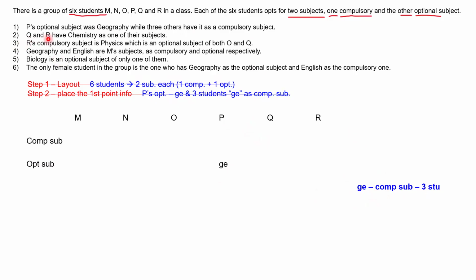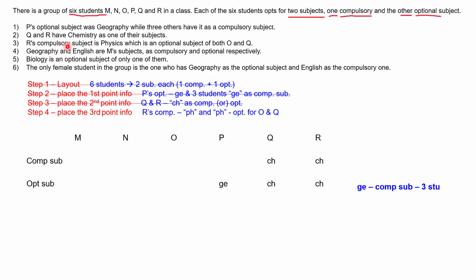In the second instruction, it is given that Q and R have chemistry as one of the subjects. It implies that chemistry will be either compulsory or optional subject for both Q and R. For now, let's put it in this fashion for Q and R under both the subject categories.